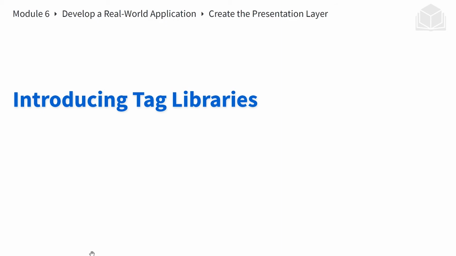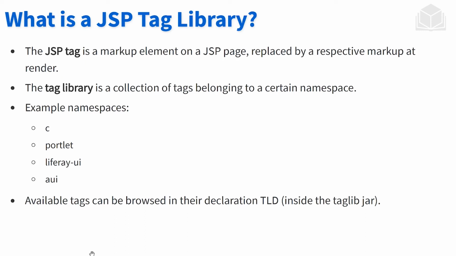So with MVC commands taken care of, let's go ahead and talk about tag libraries. Tag libraries in the JSP world allow us to leverage some different pre-configured code to make our development in JSPs much easier. Tag libraries typically come in a collection of tags belonging to a specific namespace. A couple of those namespaces are C, Portlet, Liferay UI, and Alloy UI, AUI for short. The two that we're going to be working with the most are Portlet and Liferay UI. We'll have some examples of Alloy UI along the way.